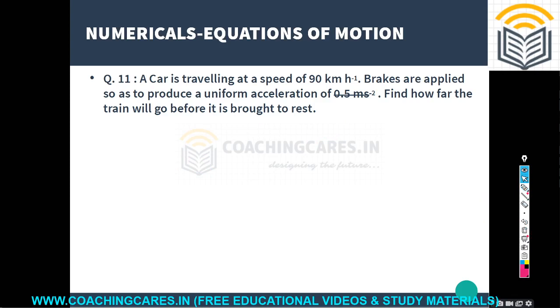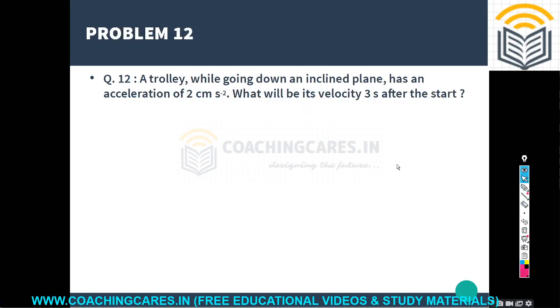Let us take the next numerical, which is a trolley. While going down an inclined plane it has an acceleration of 2 centimeter per second square. So acceleration is given here, 2 centimeter per second square. What will be the velocity 3 seconds after the start? So time is given already, 3 seconds. What is the final velocity of this?